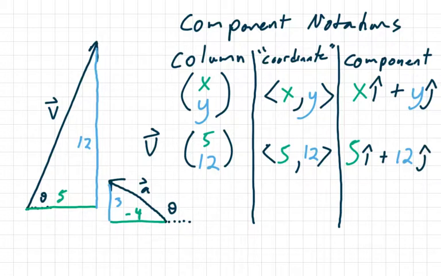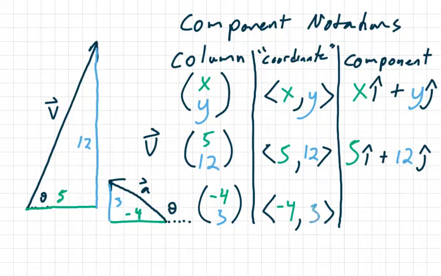For vector A right here, just to give another example, that would be -4 over 3. In this so-called coordinate form, this would be -4 and 3.